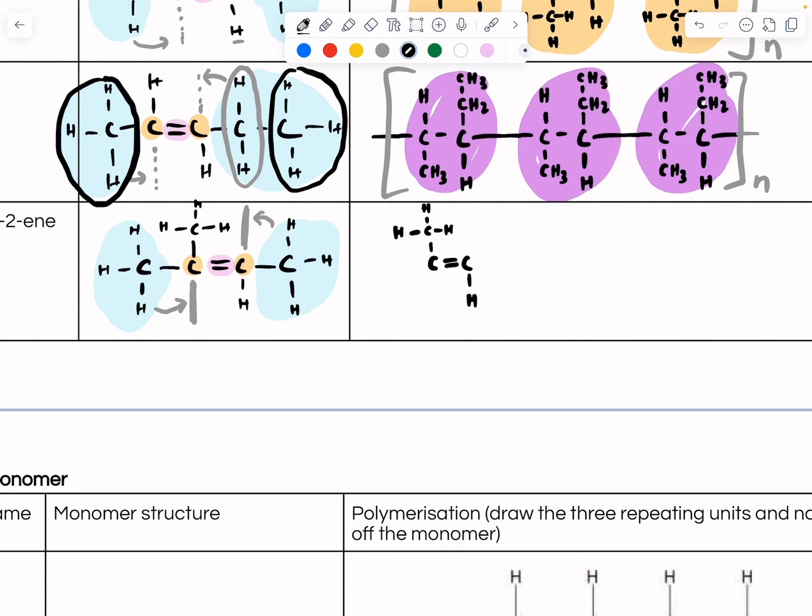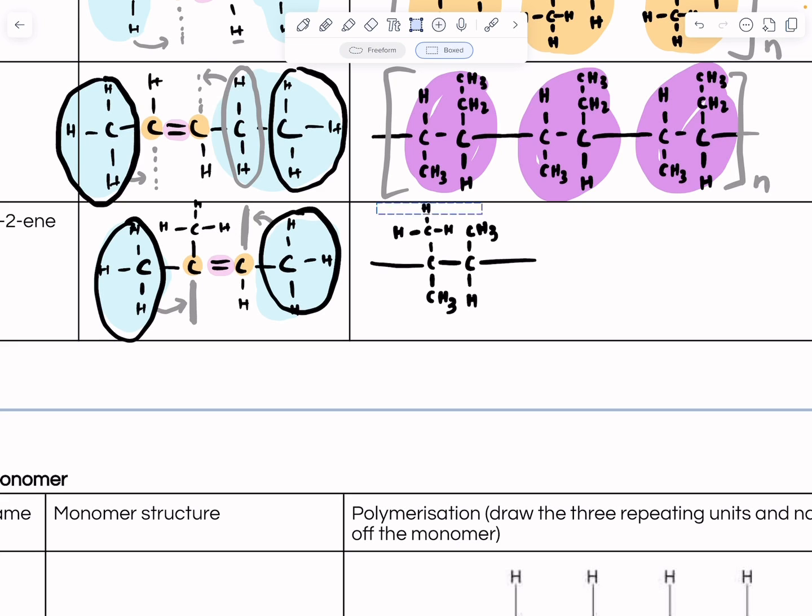Let's move those groups now. So what I have is a CH3 group, which is this one, and then I have another CH3 group over here. Okay, so there we go. We've got our little unit. Let me open up those double bonds now. Cool, and then get 3 repeating units of that.